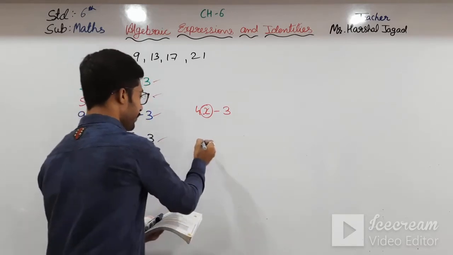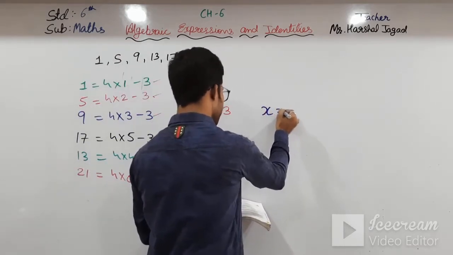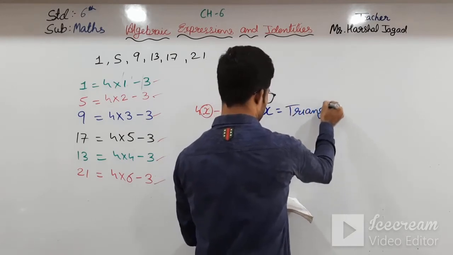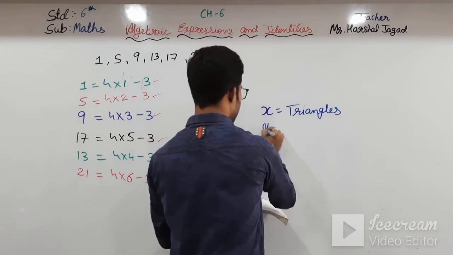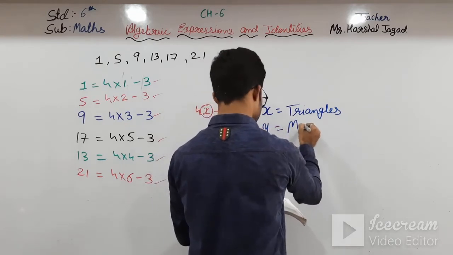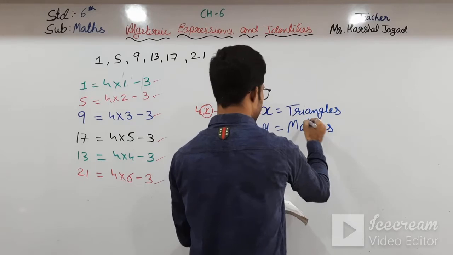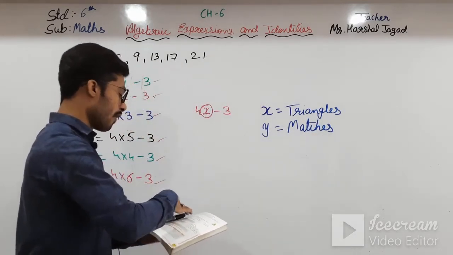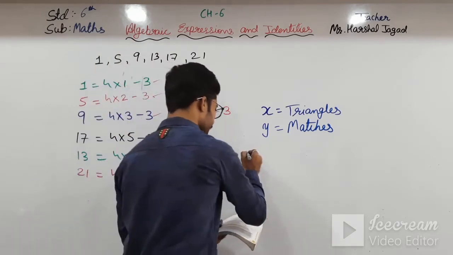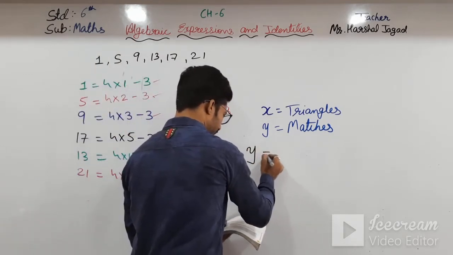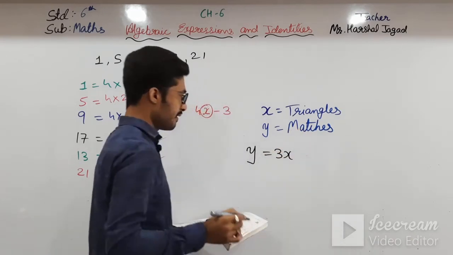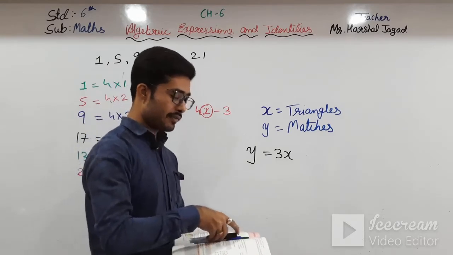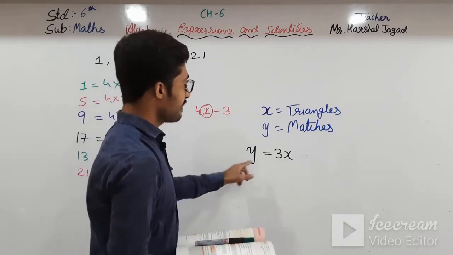Means I can say that x is equal to triangles and y is equal to matchsticks. Okay students, so for that I can say that y is equal to 3x. See here, we get this formula. How? y is equal to 3x.